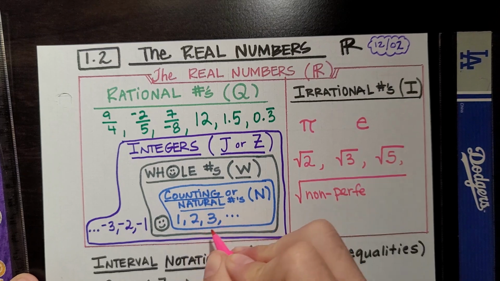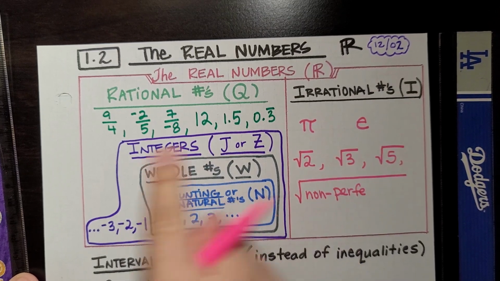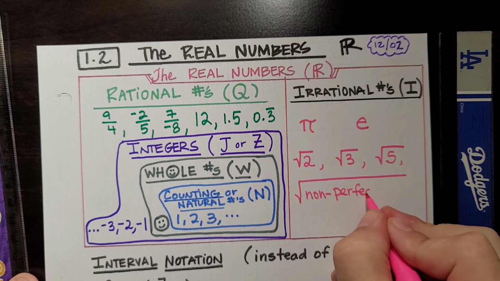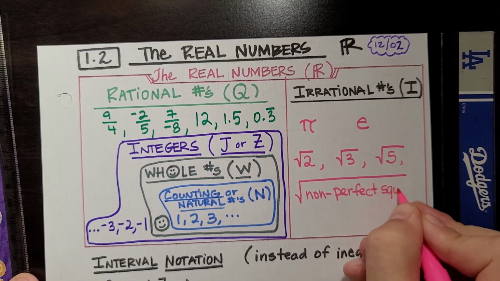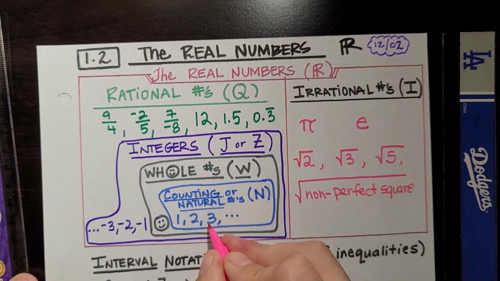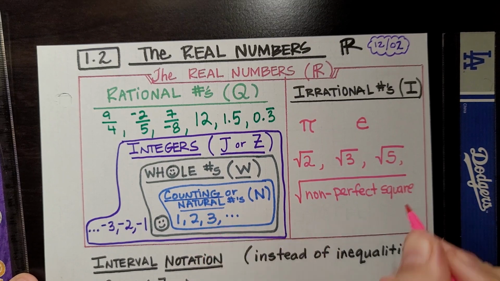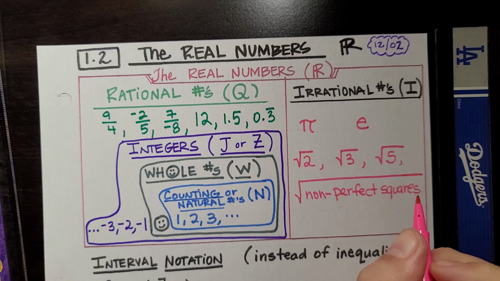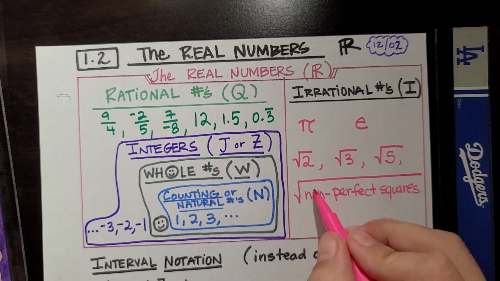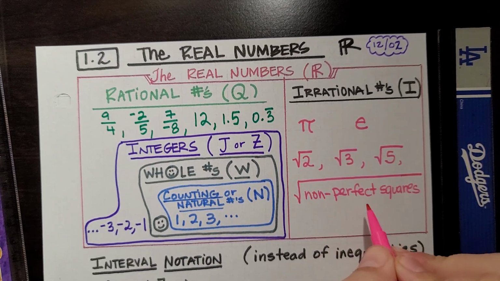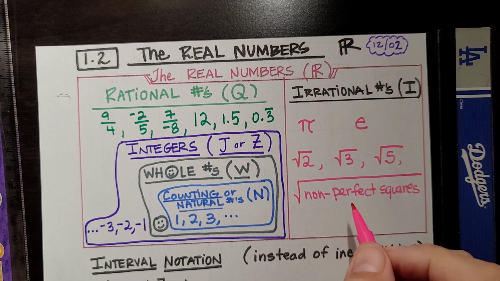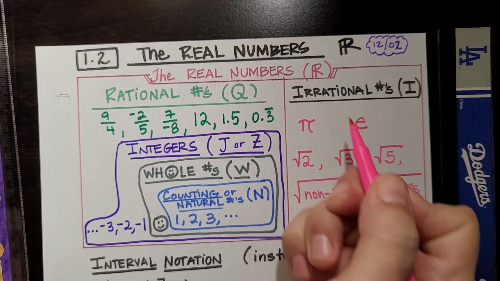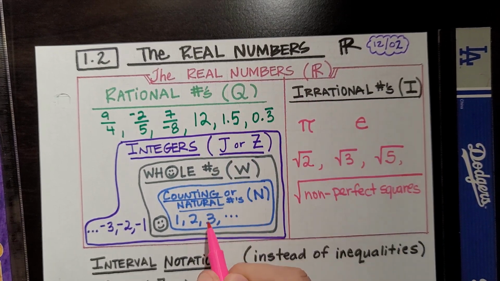Pick any counting number. Actually, pick any integer. Any integer out here whatsoever. Okay, I like 3. Square it. 3 squared is 9. If I put radical 9, I know that simplifies to the number 3, and I cannot use that. It's not irrational. I would throw it into the counting numbers. Okay.